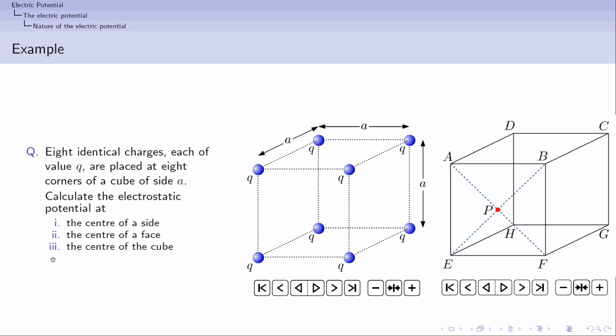And the third problem is, what is the electric potential at the center of the cube itself? So we need to draw body diagonals. There are 4 body diagonals, and each of these will have a point of intersection, which will be the center of the cube. We need to find the potential at the center of the cube, the point marked over here. I will demonstrate how to solve the first sub question, and I'll leave the other 2 for you to try at home.